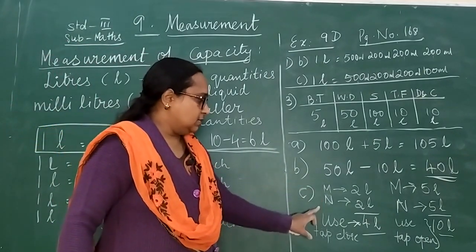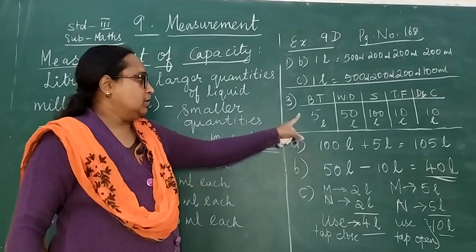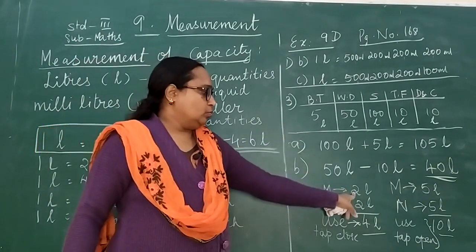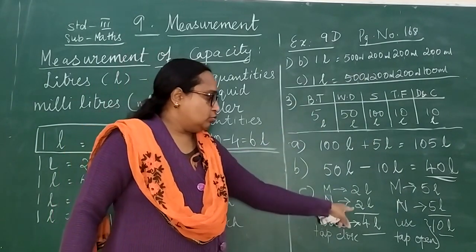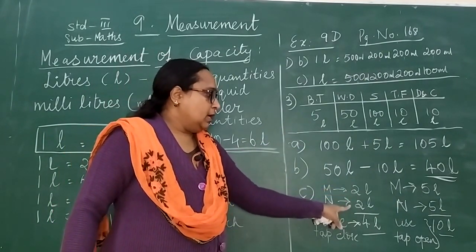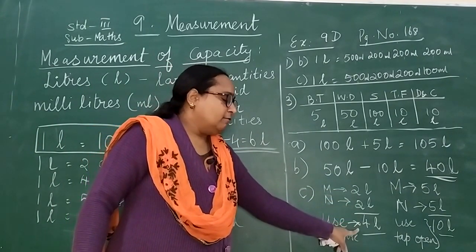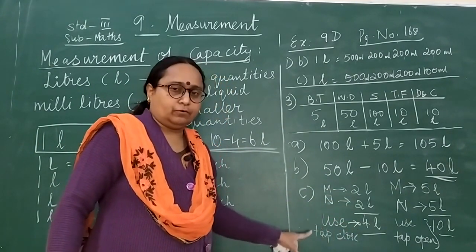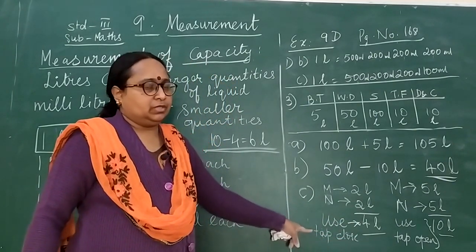This one I have just written, when the tap is closed, you are saving 3 liter of water. So 5 minus 3 is 2. That is for morning. Again 5 minus 3 is 2. So you are using only 2 liter of water in the morning, 2 liter of water in the evening. You use 4 liter of water for the day with the tap closed while brushing teeth.